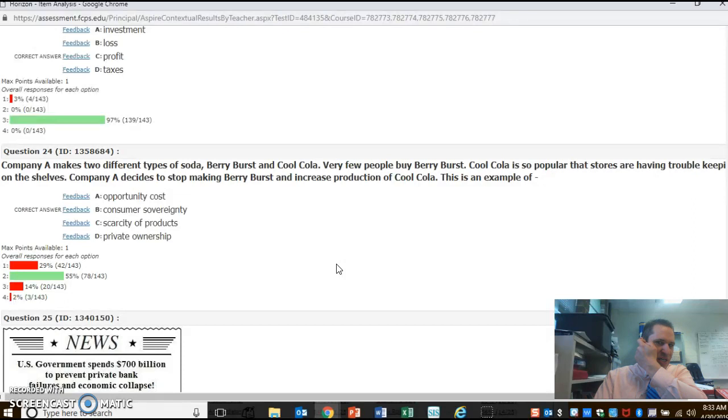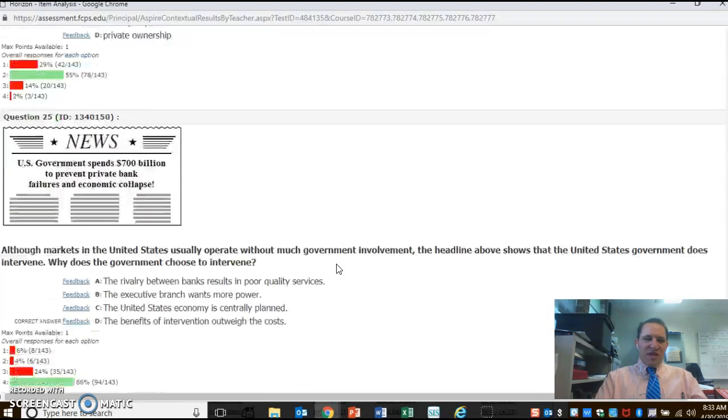24 is consumer sovereignty. If one is being sold and is popular and the other is not, that means the people have spoken. The people have chosen or shown their freedom to pick the one that they like as opposed to the other one. Okay, and one might go out of business. Like in this one, Barry Burst goes out of business or stops being produced because of consumer sovereignty.